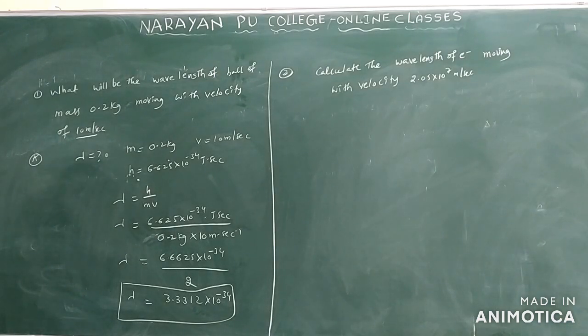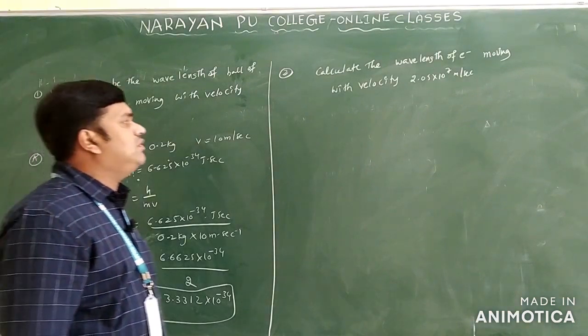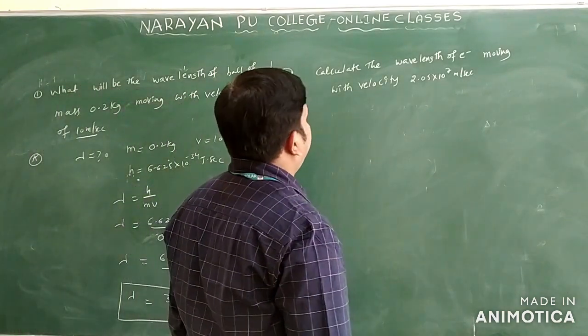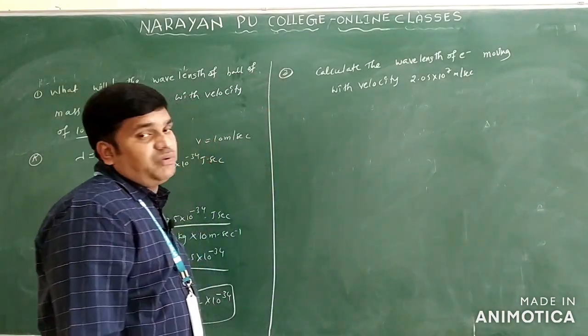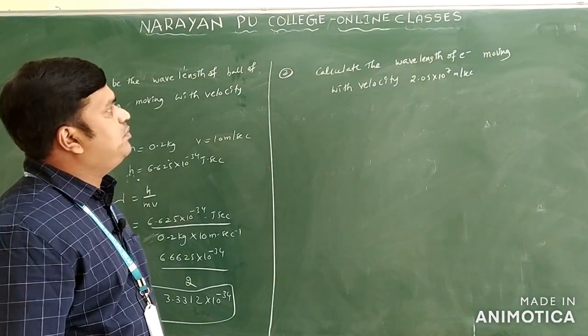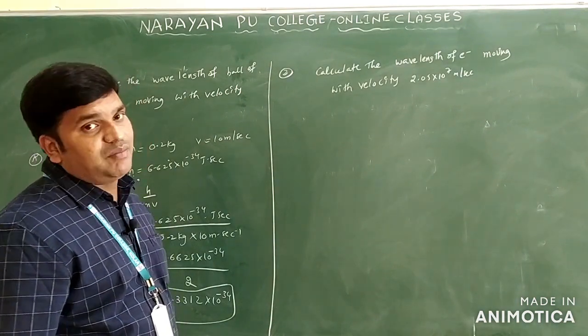3.33 into 10 power minus 34 only. So this is the wavelength only. This is the answer for the first question. You see the second question we have: calculate the wavelength of an electron moving with velocity 2.05 into 10 power 7 meter per second. They are asking lambda only.